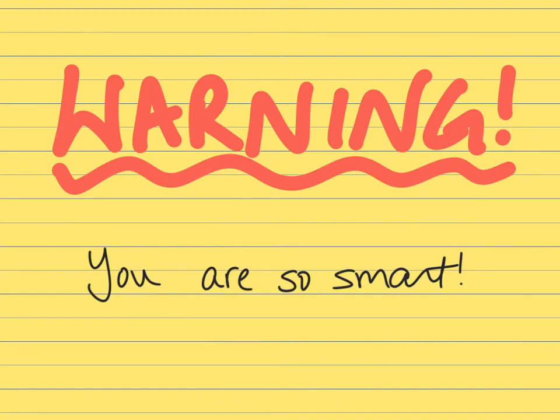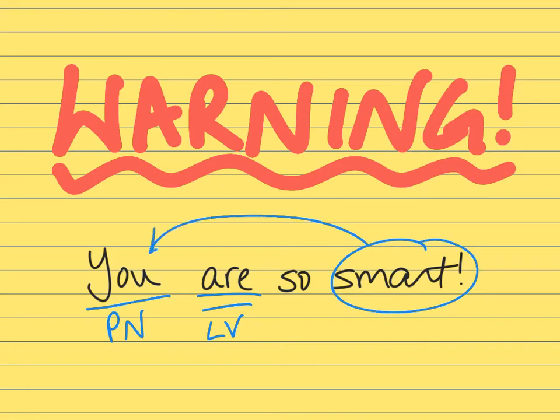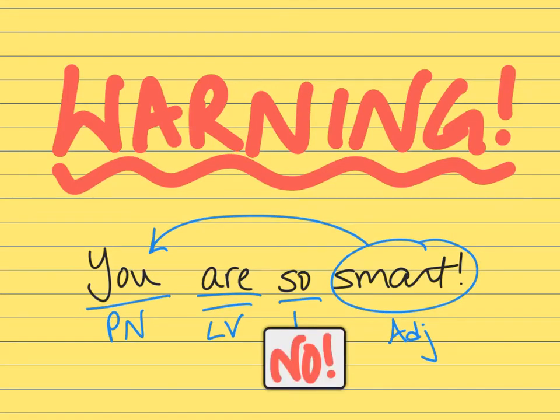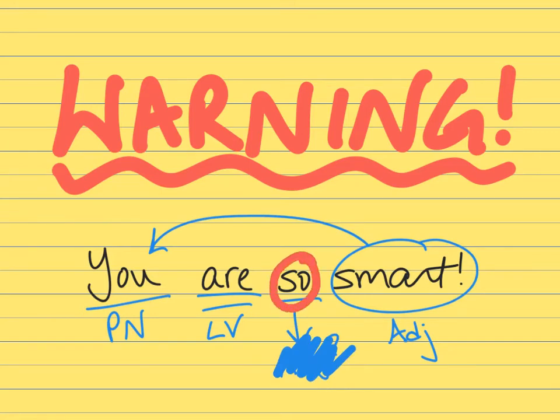But I want you to be careful. Take a moment to look at this example. You are so smart. We have a pronoun, you. We have a linking verb, are. I want to skip so for now. Smart in this sentence is describing you. So it's a word describing a noun or pronoun. That makes it an adjective. But what about so? So is a describing word. Doesn't that make it an adjective? No, it does not. So is actually describing the adjective smart.